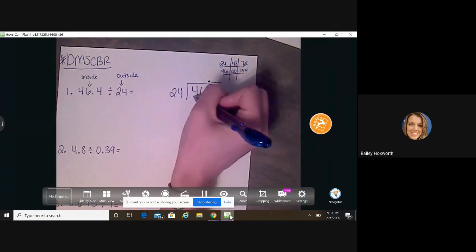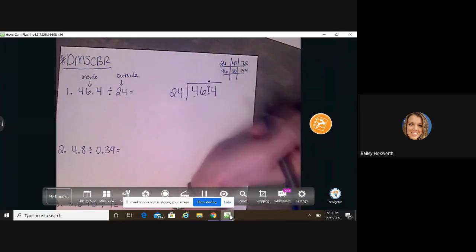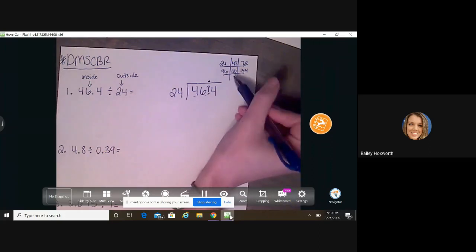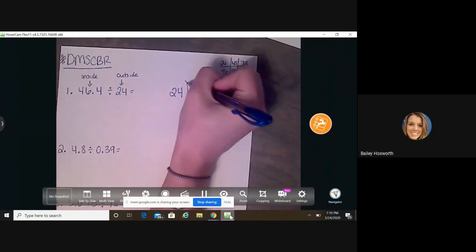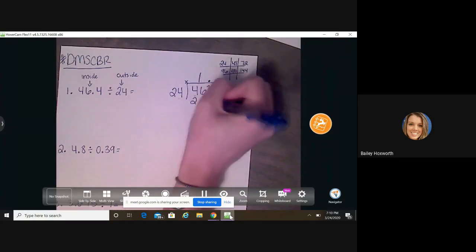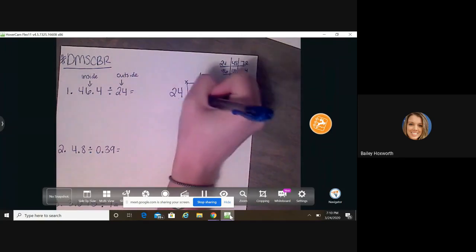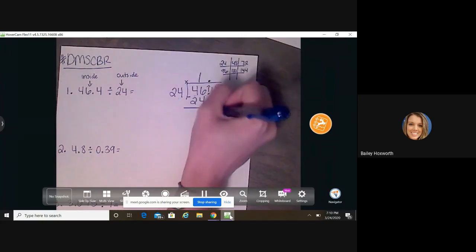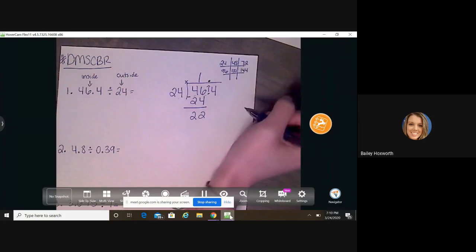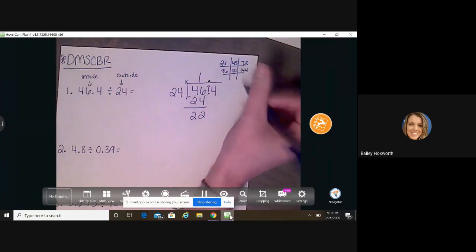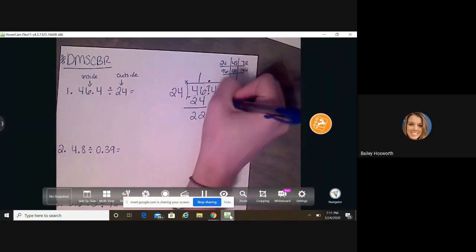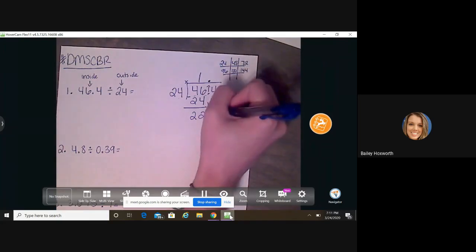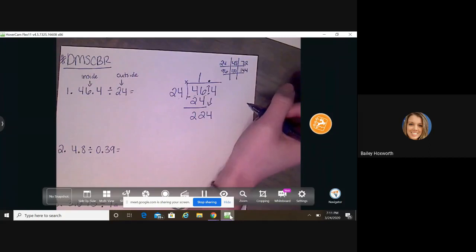How many times can 46 be divided by 24? I have 24 and then 48. 48 is too big, so that means it can only go in there one time. 1 times 24 is 24. And when I subtract, I have 22 left. So can I have 46 of something and give 24 away? Yes. Now I need to bring down and repeat.